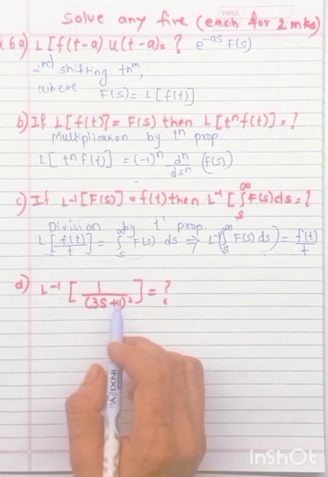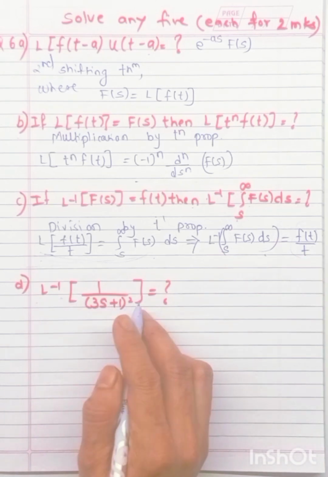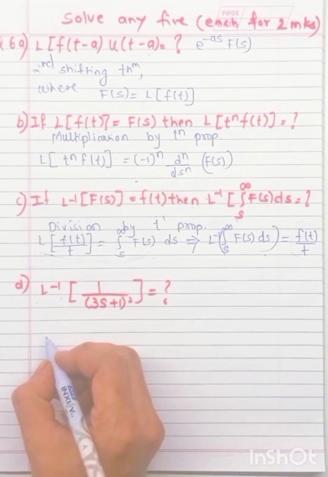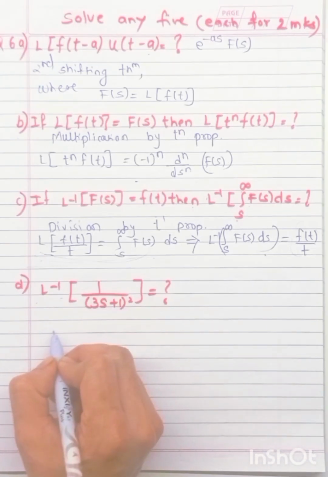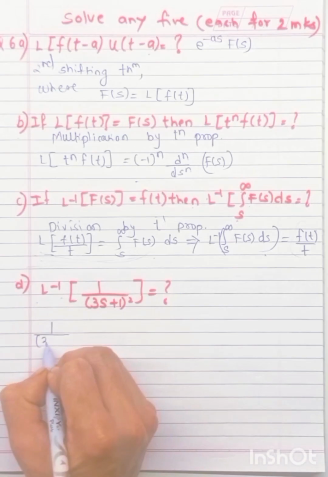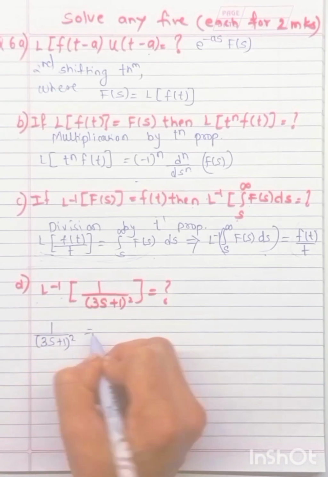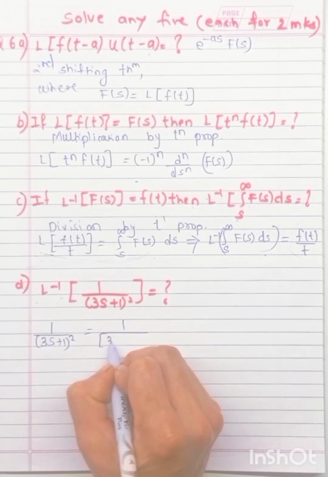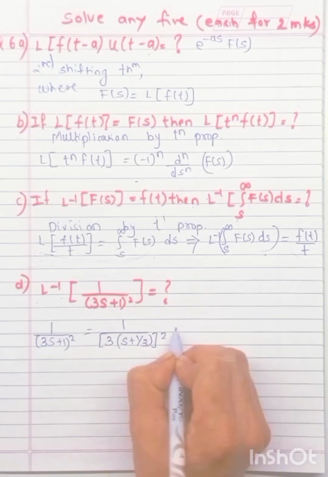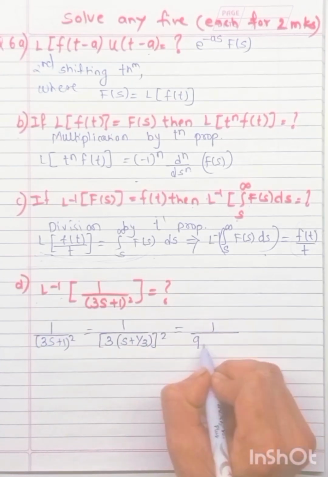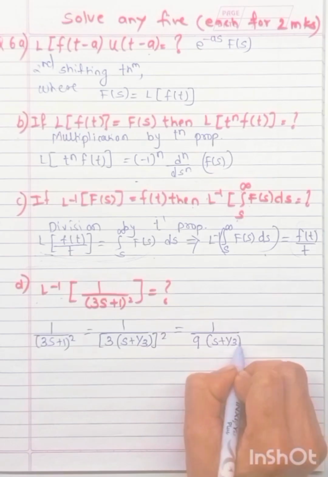Last question is L inverse of 1 upon 3s plus 1 square. Now to solve this expression, firstly I am just expressing denominator like this. So 1 upon 3s plus 1 square can be written as 3 into bracket s plus 1 by 3 bracket square. So this must be 1 by 9 s plus 1 by 3 square.